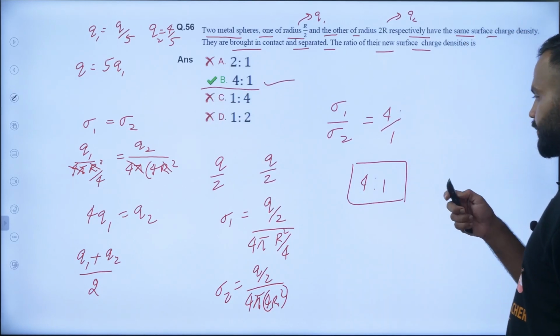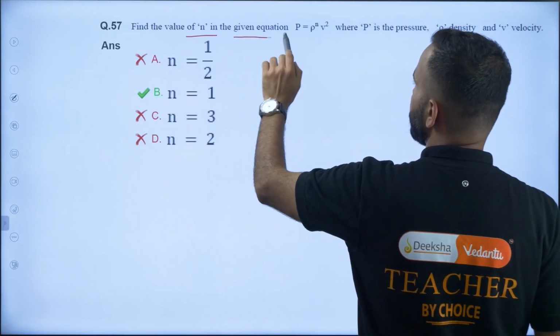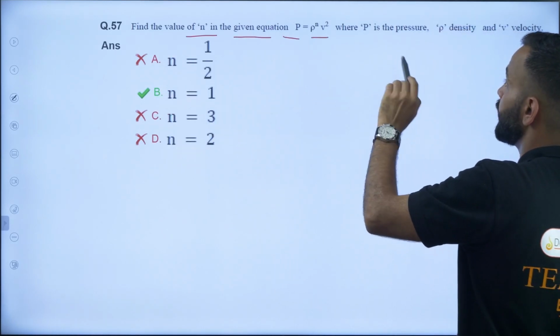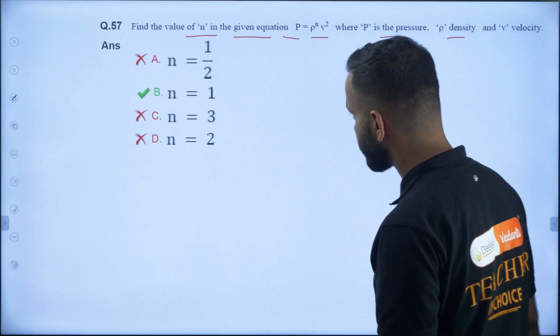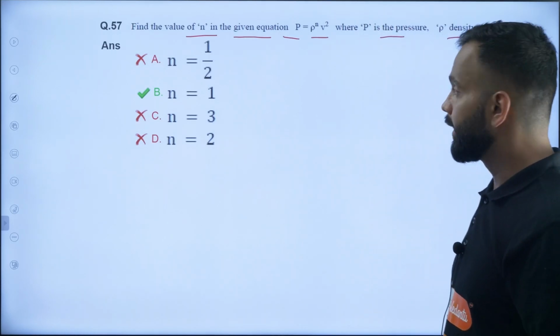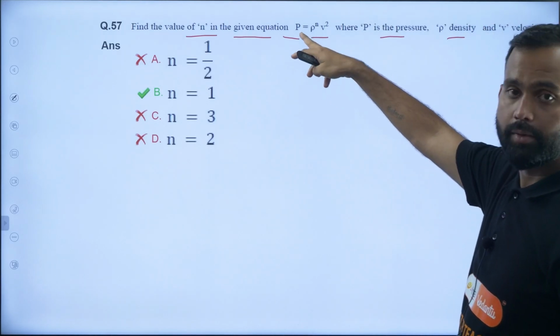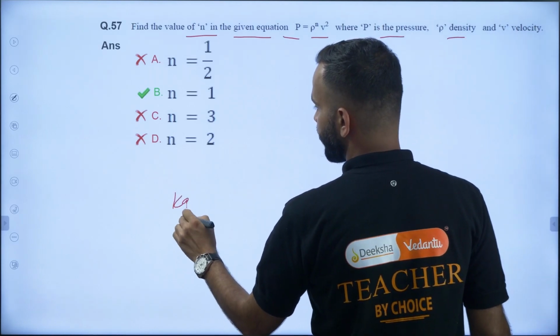Okay, yeah. Question number 57. Find the value of n in the given equation, P equals rho to the power n into V square, where P is the pressure, rho is the density, and V is the velocity. We need to find n, right? Check the dimensions or check the unit. So what is the unit of the pressure?